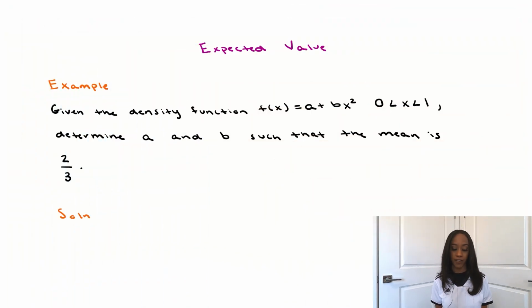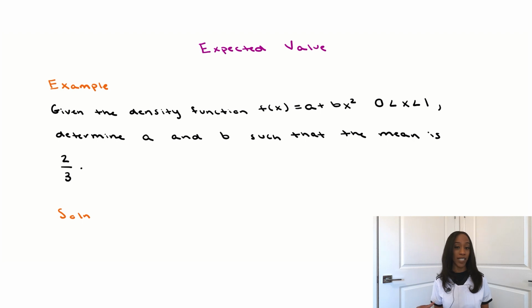I'm Coach T, and in this tutorial, we'll be solving for unknown variables of a density function given the expected value. Let's get started. Our example says, given the density function f of x equals a plus bx squared between 0 and 1, determine a and b such that the mean is 2 over 3. Now keep in mind that the mean is the same thing as the expected value.